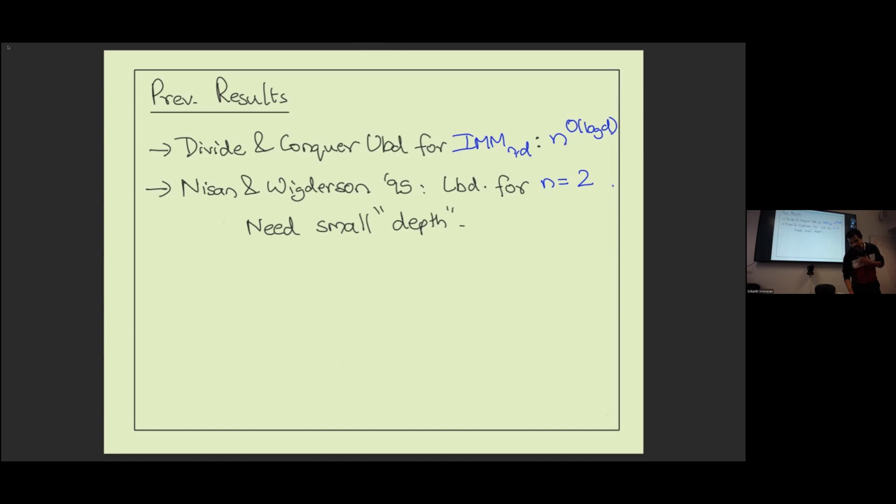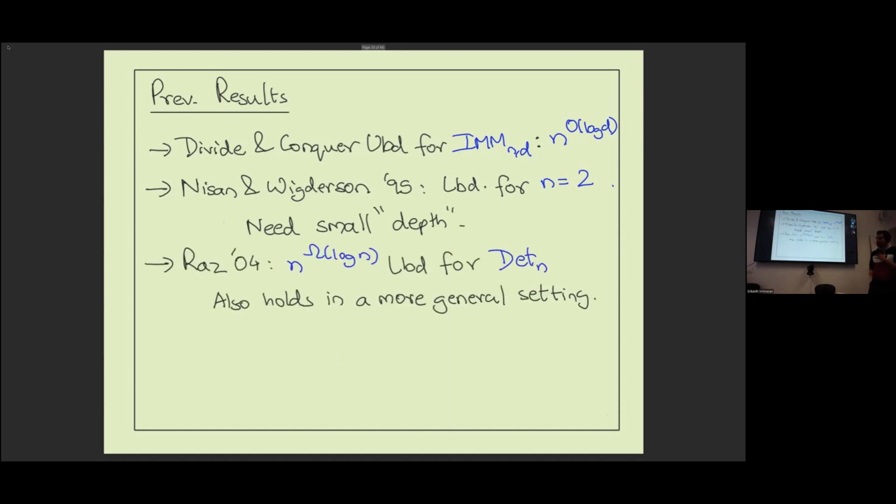And in this context, the first such results were proved by another paper of Raz, where he looked at a slightly different polynomial, not the iterated matrix multiplication polynomial, but something called the determinant polynomial. You've probably seen that when you have an n by n matrix, you can talk about the determinant. And the determinant is a polynomial in the entries of the matrix. So you look at that polynomial. That's also a set multilinear polynomial, if you think of the sets as the rows of the matrix under consideration.